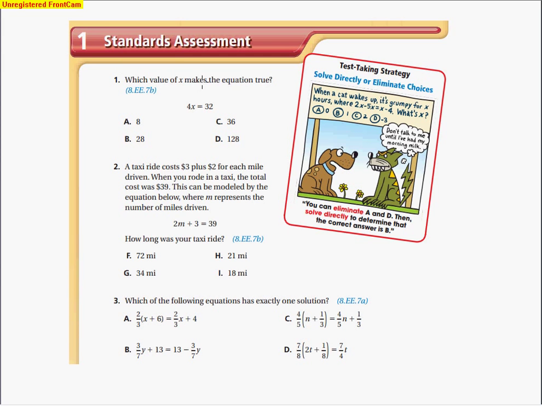It says which value of x makes the equation true. So all I'm going to do is just divide by 4, and x is 8. So A is the answer.